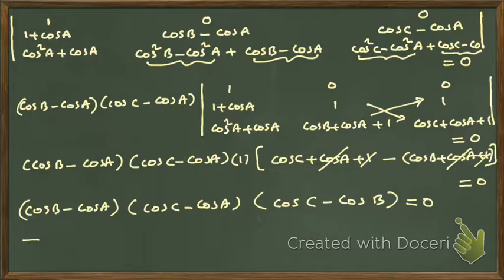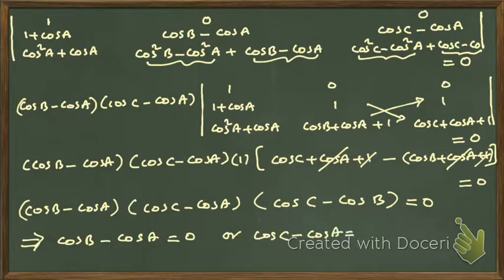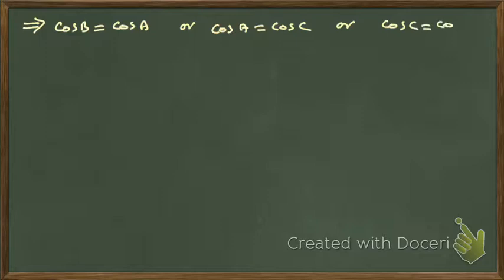So if the product of 3 terms is 0, that means either the first term is 0, or the second term is 0, or the third term is 0. Which implies either cos b is equal to cos a, or cos a is equal to cos c, or cos c is equal to cos b. Which implies b is equal to a, or a is equal to c, or c is equal to b.